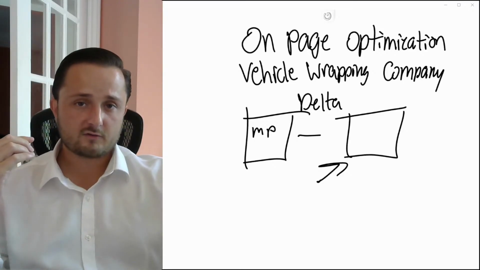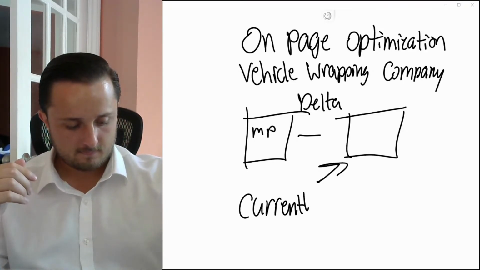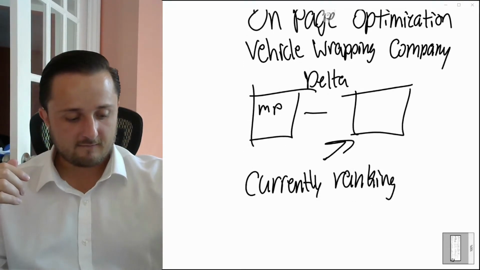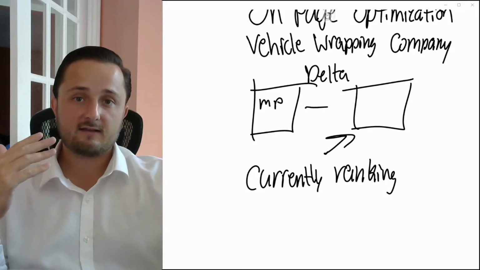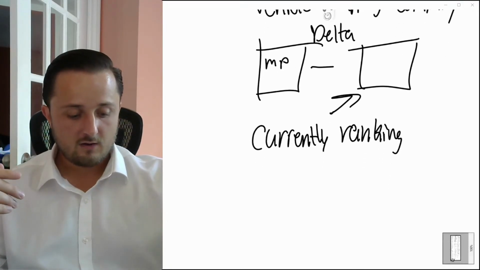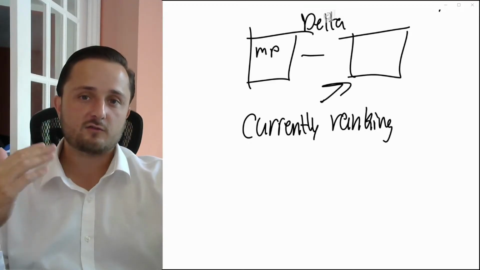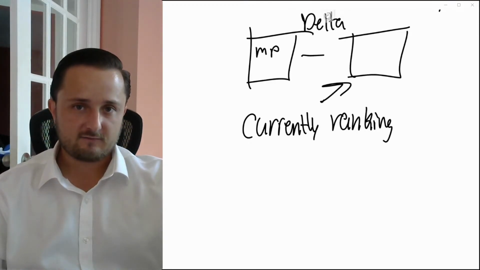I'm going to look at what is currently ranking, and I'm going to find the delta, the difference between my page that I want ranking and theirs. Or if I'm building a new page, then I can just see what it currently takes to rank, and then I can start from there. So I find the delta, I find the difference.